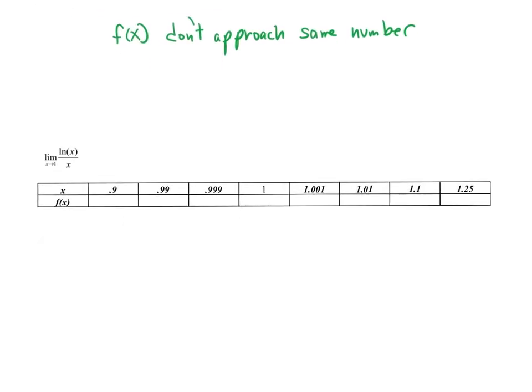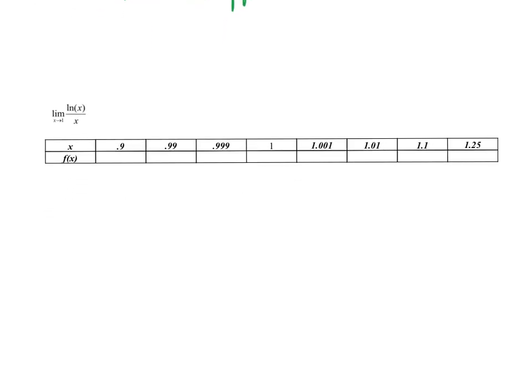All right, let's look at our next one, which is the limit as x approaches 1 of the natural log of x over x. So again, nice thing, it's the same x value, so I don't have to worry about those. So really, I'm just looking at my y values. So the y values I get for 0.9 is going to be negative 0.117. And then I'm going to get negative 0.01. Then I'm going to get negative 0.001. At 1, it's actually 0. At 1.001, we get 9.98 times 10 to the negative 4th.